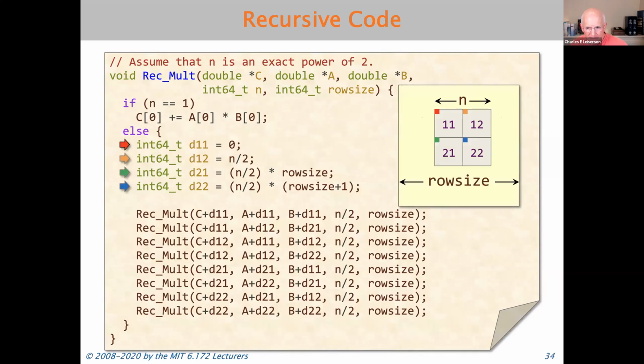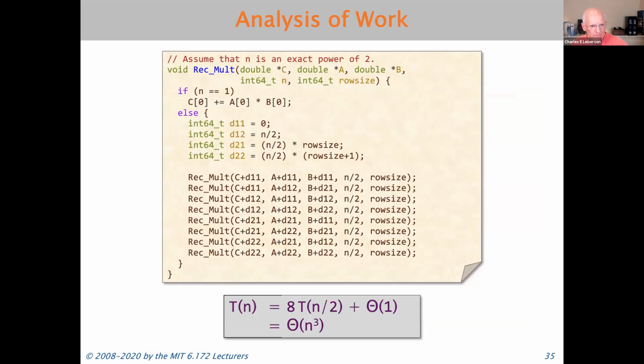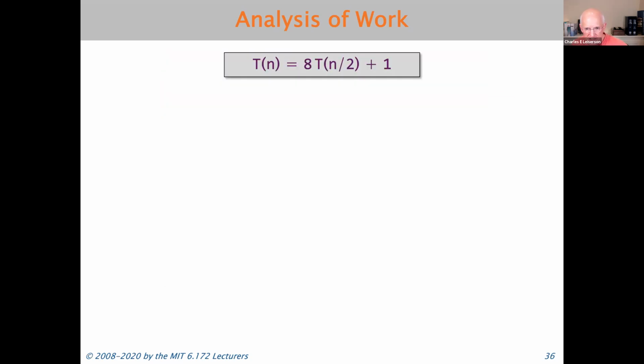And now these 4 lines are computing the upper left corners of the submatrices for the various quadrants. And I've color coded them so you can see where it is. And of course, we've analyzed the work for this and we get this recurrence and it's theta n cubed. So let's analyze it to see how efficiently it uses the cache.